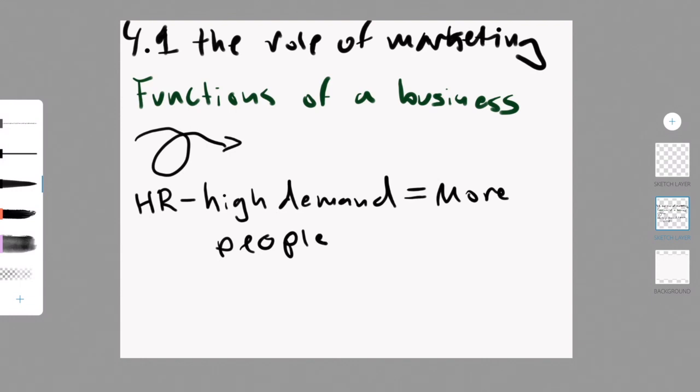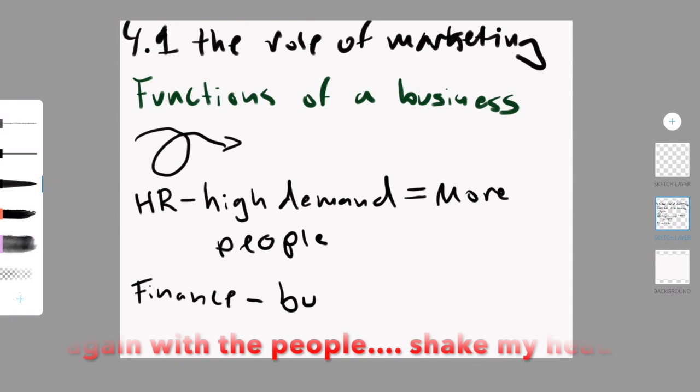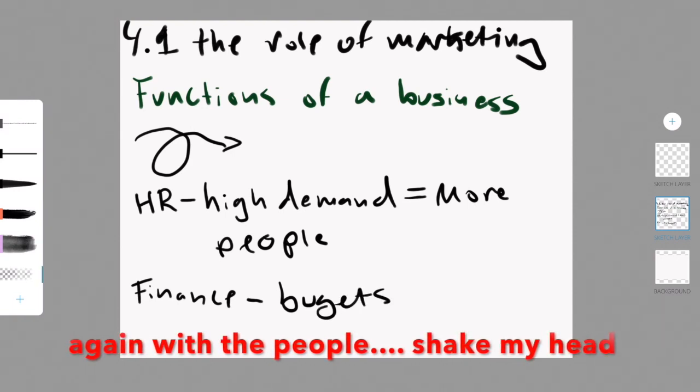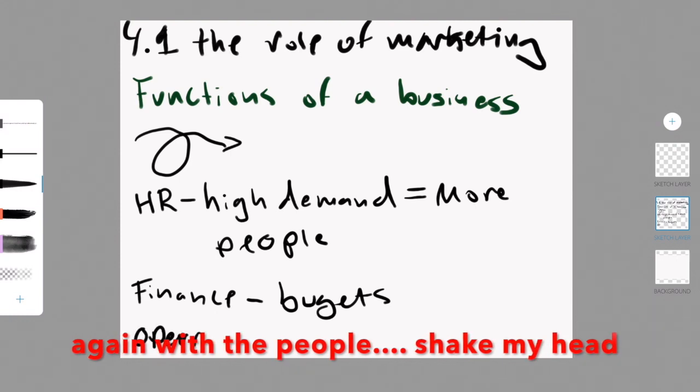Finance, it's to look at the budgets. How much are you allowed to use on the advertisements? How much are you allowed to use on the market research? Now, most likely, the people in finance will tell the people in marketing to stick to the budget, obviously, and if they don't, this could lead to a conflict.